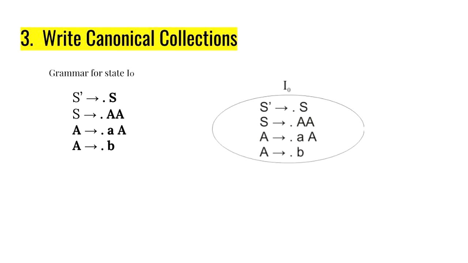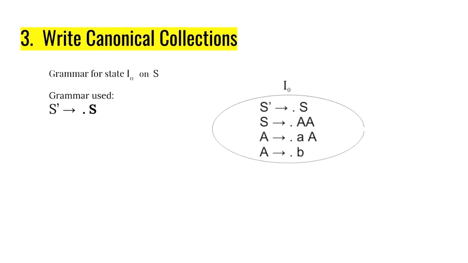So why do we take an input, and what happens after we take an input? State I0 on input S gives a new state, S dash derives S dot. What happened here? Whenever you give an input, be it a terminal or non-terminal, the dot moves to the right by one position. We gave input S, so only the production that had S after the dot will be used, in this case S dash derives dot S.